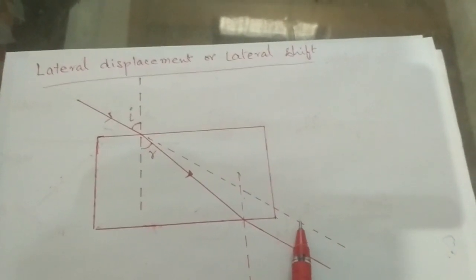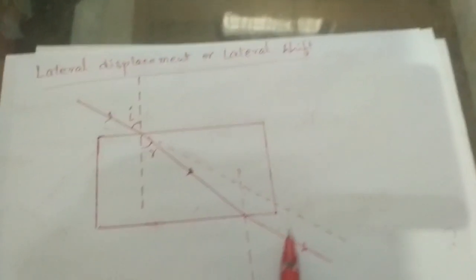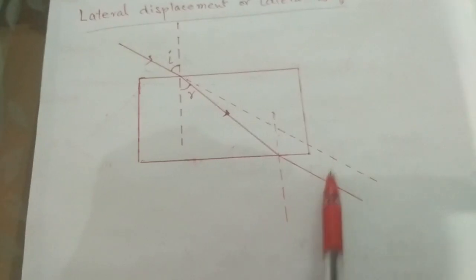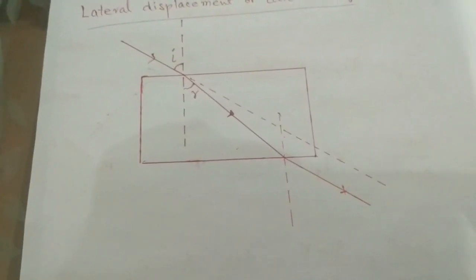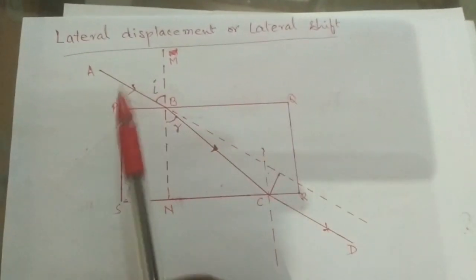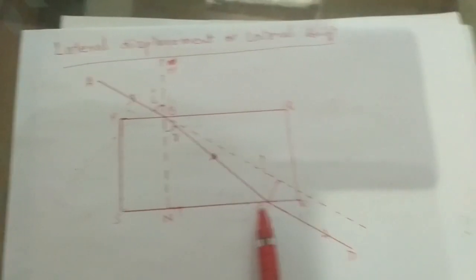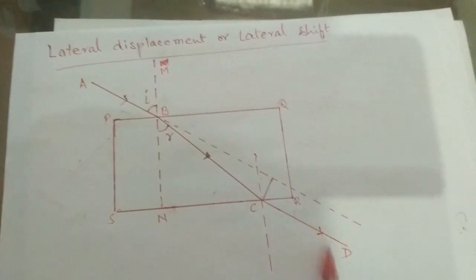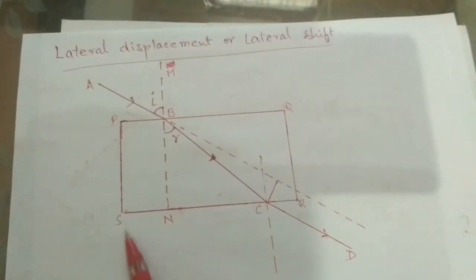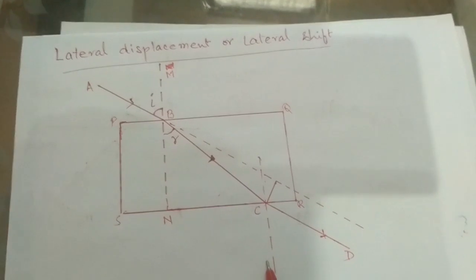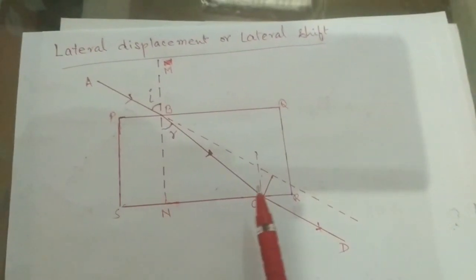This is the original path. So the perpendicular distance between these two is called the lateral shift. We are going to calculate this one. So I have named these as incident ray AB, refracted ray BC, the emergent ray CD, the glass slab PQRS, the first normal MN, the second normal as CN, and mentioning this angle.